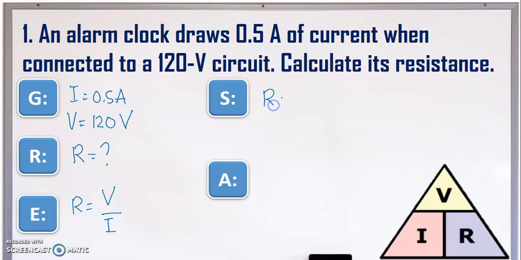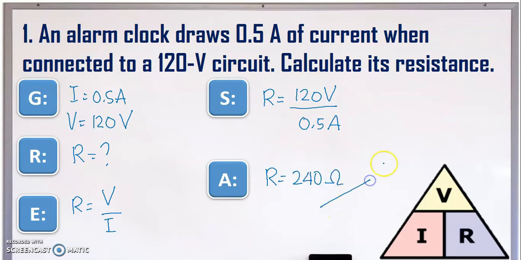For the solution part, we just have to substitute the given values. R is equal to the value of voltage, which is 120 volts, divided by the value of current, which is 0.5 ampere. Dividing the two, the answer will be R is equal to 240 ohms.